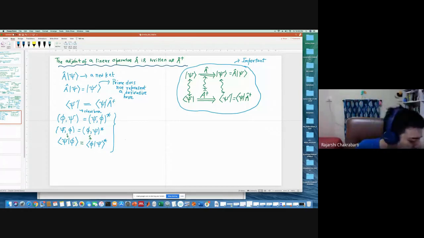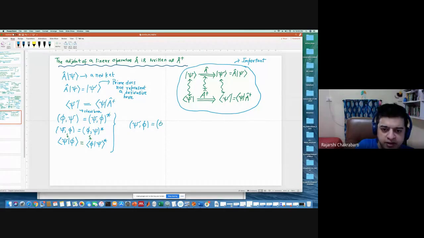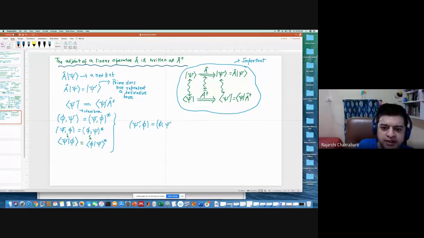So similarly, I can write that if I write this quantity psi prime comma phi, first bracket, what should be there on the right hand side? Someone unmute and tell me. Phi prime, comma, phi. Yeah. Close the bracket and then put a star.